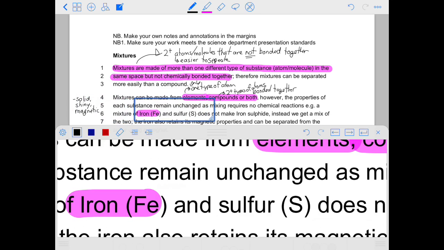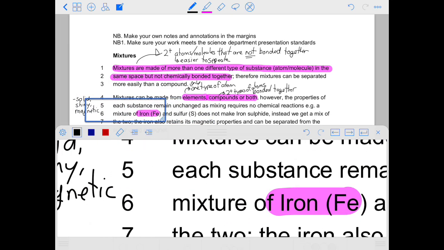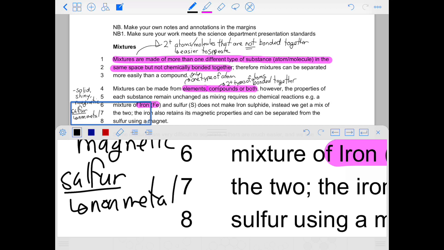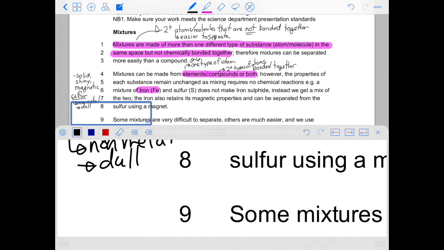Whereas sulfur is a non-metal. So it is dull. In this case, sulfur is one that is a solid at room temperature still, but it's not shiny, it's not magnetic.